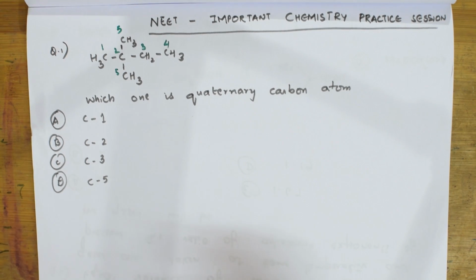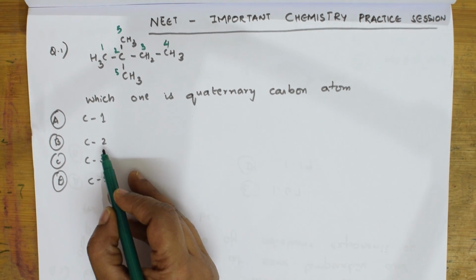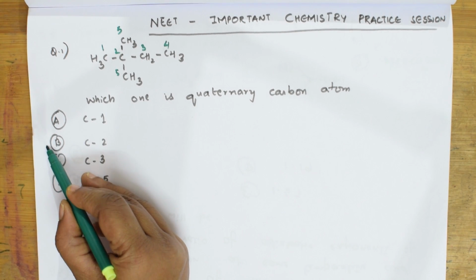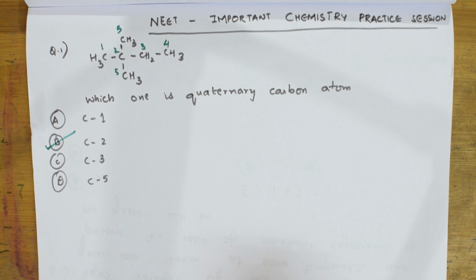Now what is the correct answer? C2 is the correct answer. C2 is a quaternary carbon atom which doesn't have any hydrogen. So this is the answer, C2. Done. So this is how you solve. I have done it in a simpler way. Let's come back and do the next question.